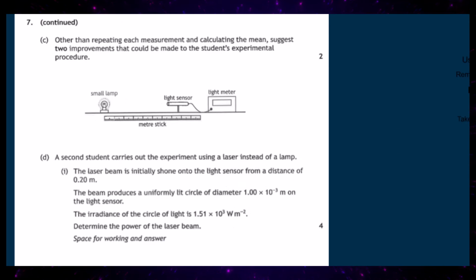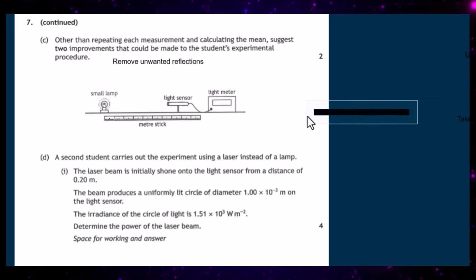Question 7 continued, part C. Other than repeating each measurement and calculating the mean, suggest 2 improvements that could be made to the student's experimental procedure. Well, we know the experiment is taking place in the darkest room possible, with all the blinds shut. But we have to make sure that we don't include any unwanted reflections. So that's the first one, to make sure you remove all the unwanted reflections.